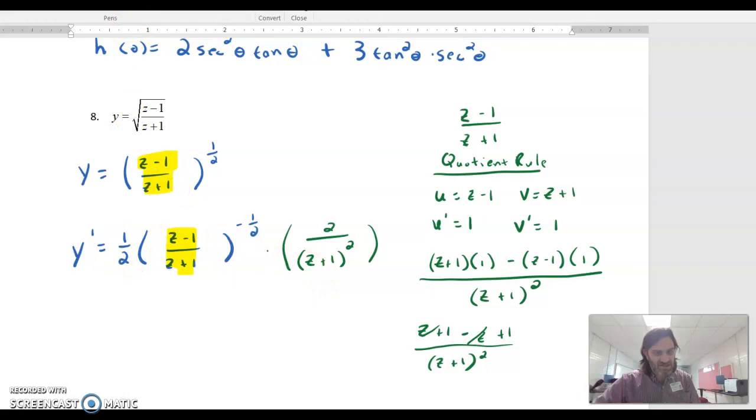So in the end, what I came up with here was 1/2 and the quantity of z minus 1 over z plus 1 raised to the negative 1/2. And then all that is times 2 over z plus 1 squared. Okay. And if you want to clean that up, you're more than welcome to.